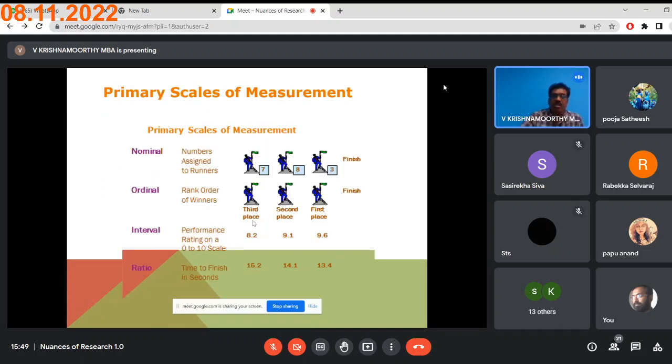Whenever we do research, we have to collect data. If you take social science, data can be collected through different methods. One may be qualitative data, another one may be quantitative data.